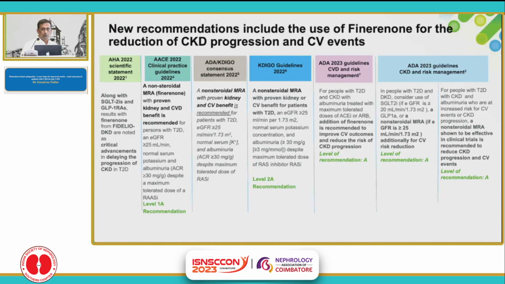So with this strong data from these two studies, it has now started to trickle into the guidelines. If you look at the KDIGO guidelines of 2022, a non-steroidal MRA with proven kidney or cardiovascular benefit for patients with diabetes, eGFR more than 25, normal serum potassium concentration, and albuminuria more than 30, you can consider usage of this drug. It's probably a matter of time before it becomes a strong recommendation.